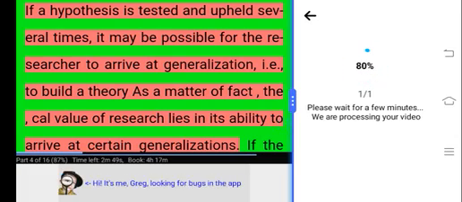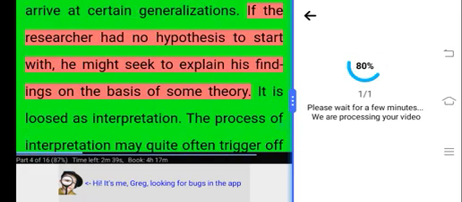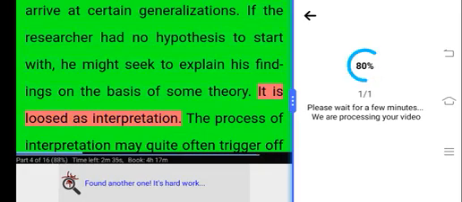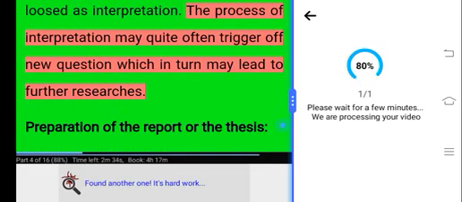If a hypothesis is tested and upheld several times, it may be possible for the researcher to arrive at generalization, i.e., to build a theory. As a matter of fact, the value of research lies in its ability to arrive at certain generalizations. If the researcher had no hypothesis to start with, he might seek to explain his findings on the basis of some theory. This is known as interpretation. The process of interpretation may quite often trigger off new questions, which in turn may lead to further researches.